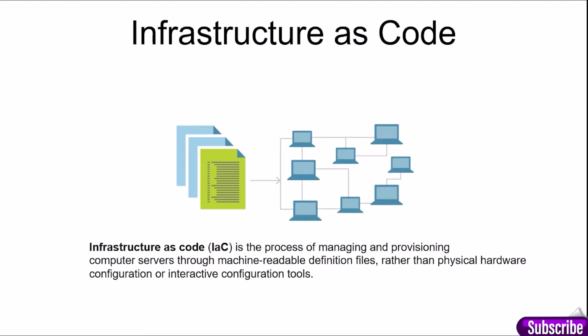So what is infrastructure as code? Infrastructure as code is the process of managing and provisioning computer services through machine readable definition files rather than physical hardware configuration or interactive configuration tools. Here in this diagram you can see that through some configuration files, through some templates, we can provision the computers. It means we can install new software, we can update, we can run security patches, etc. We can install new servers on these machines with the help of some configuration files remotely through some code.